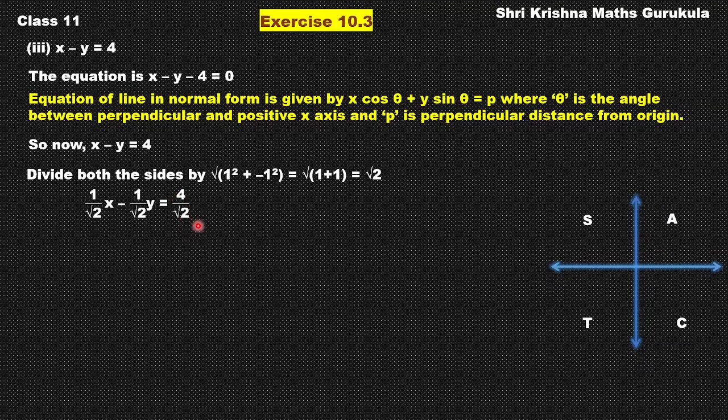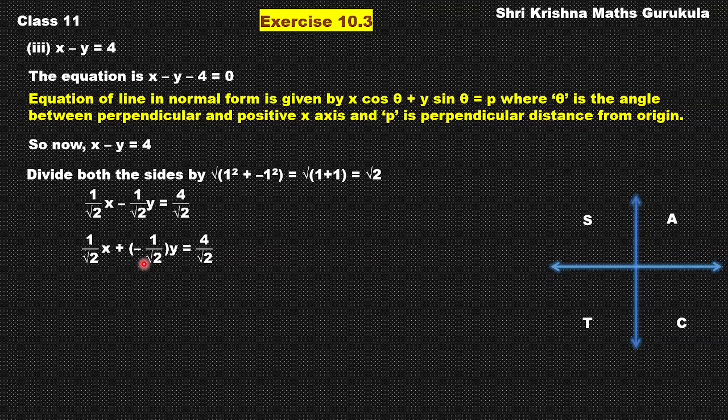So it will be 2 root 2 if you rationalize this term. Okay, now just rewriting the coefficients: 1 by root 2 into x plus minus 1 by root 2 into y is equal to 2 root 2. So there is a negative sign in the coefficient of y. This is a positive quantity, but there is a negative sign here.